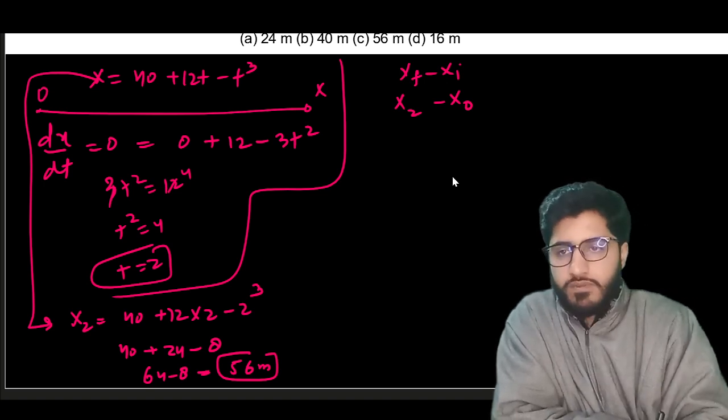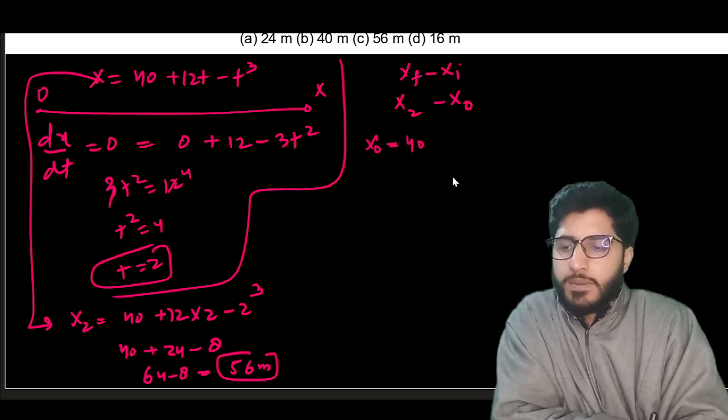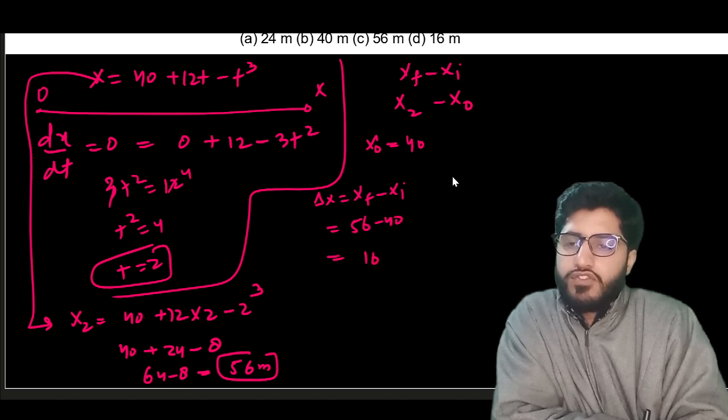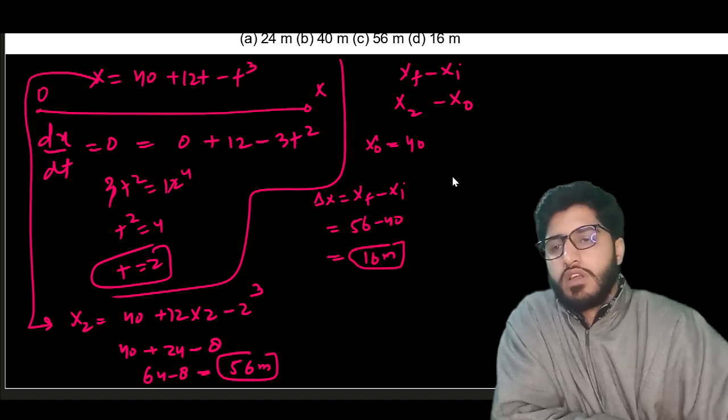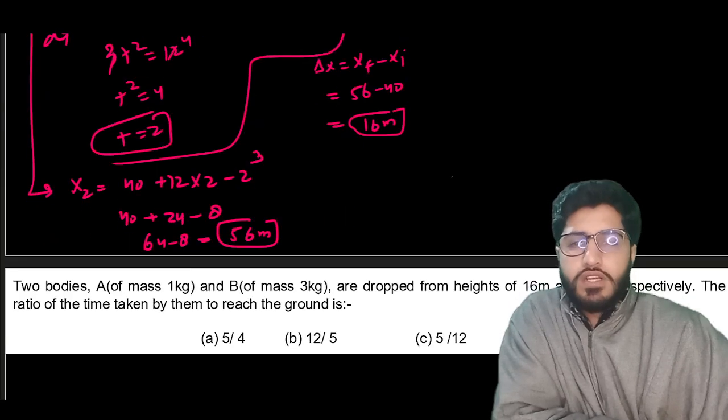And x naught, that's x 0. What is x 0 now? It will be 40, only 40, no? So I can write delta x as x final minus x initial, that means 56 minus 40, which is 16 meters. Is there any option? Yes, 16 is option D. 16 meters is my correct option.